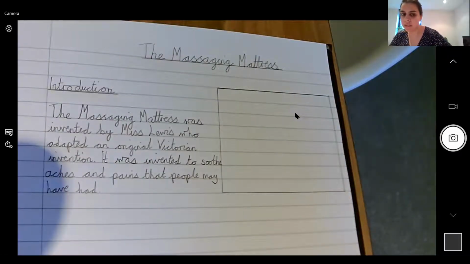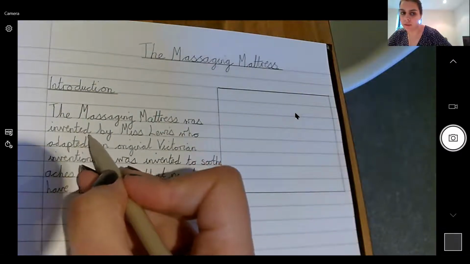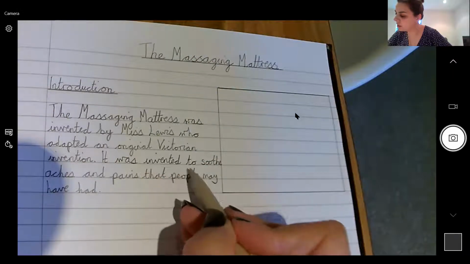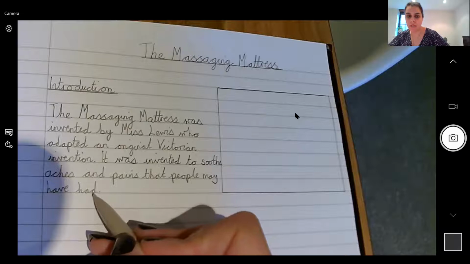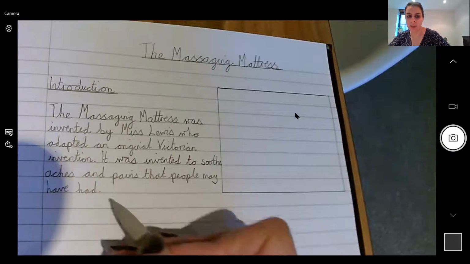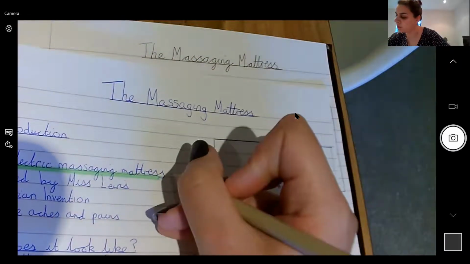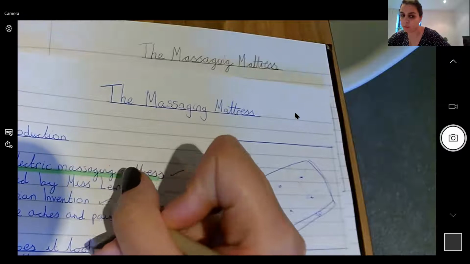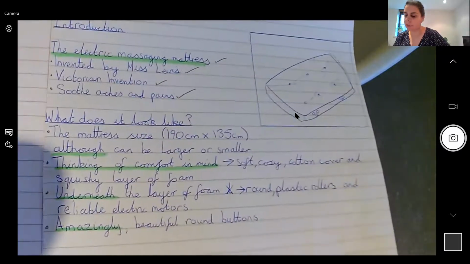Now notice what tense I've written it in. It was invented. Invented, may have had, past tense. Remember, we're writing in our past tense when we're writing our non-chronological report. Okay, that's all the notes from here. And if you'd like to tick them off to remember you've done them, that's fine. That was my plan, and I've done all of those points there. So now I can go on to my next subheading.